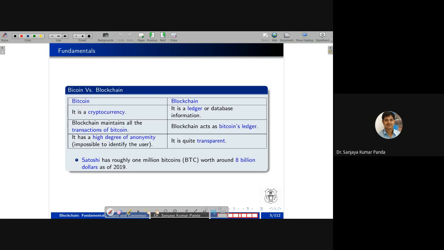Now, if you can see about this Bitcoin, Satoshi Nakamoto has roughly 1 million Bitcoin, which we represent as BTC, worth around $8 billion as of 2019. And this price is increasing, or the number of Bitcoins is increasing day by day.